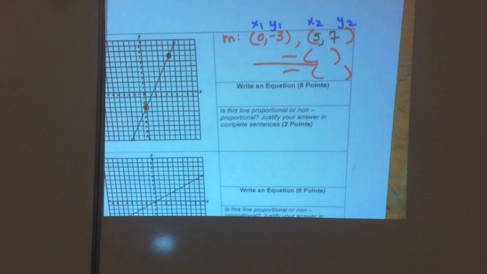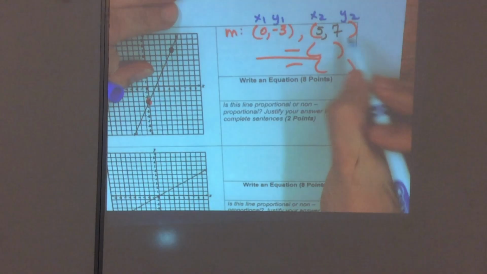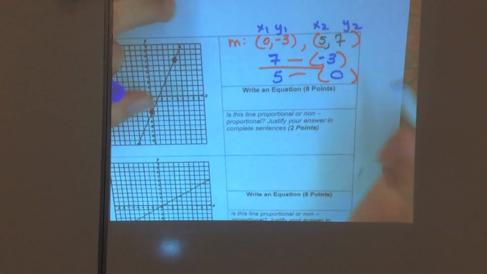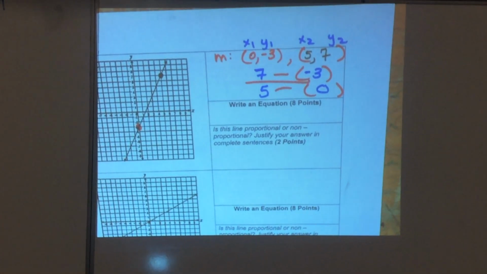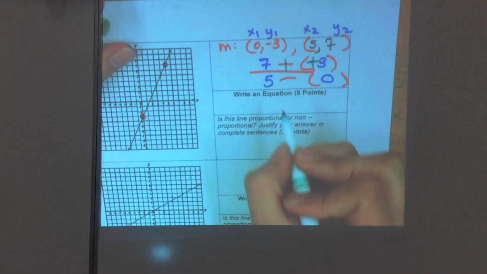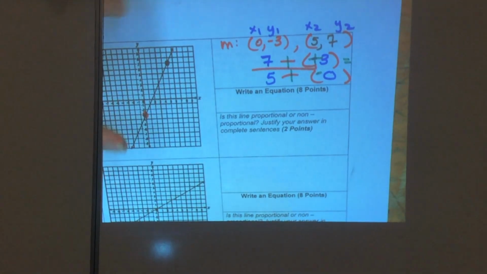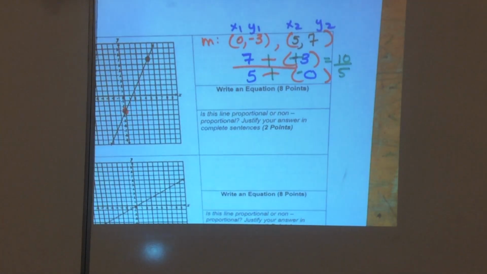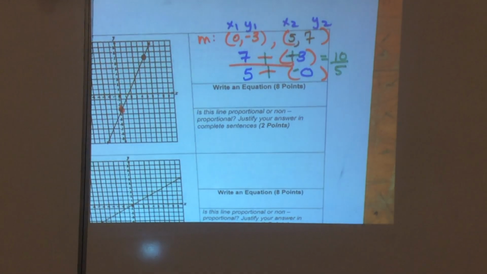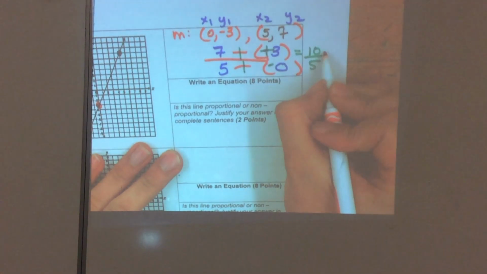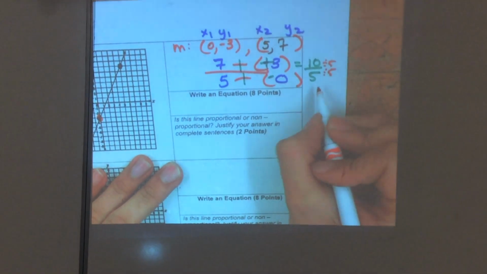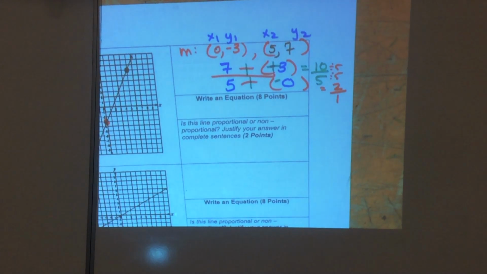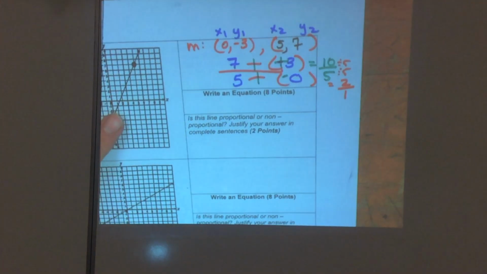Oh shoot, I made it too big. It's okay. 7 minus 3, 5 minus 0. What do I do next? Same change, same change. 7 plus 3 is? 10. And 5 plus 0 is? 5. Then you ask yourself, can you reduce this? Yes. By what number? By 5. Let's reduce this by 5. So the answer is going to be 2 over 1. That means your rise is 2, your run is 1.